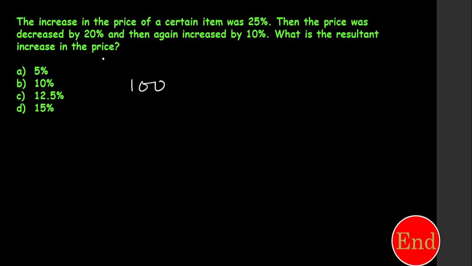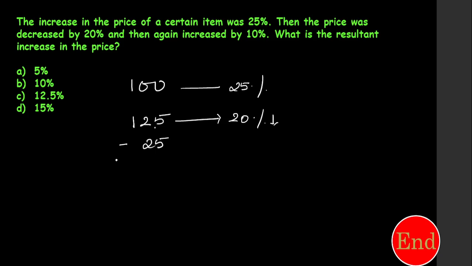So initially, let's take 100. The increase in the price of a certain item was 25%. So from this 100, 25% was increased, so it will become 125, right? Then the price was decreased by 20%. That means from this 125, it's going to decrease by 20%. So 20% decrease means what? 10% is 12.5, 20% is 25. So 25 is going to decrease. This is a decreasing value, so decrease from this. So it will become 100.